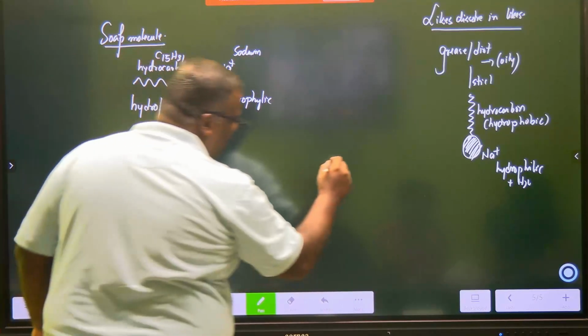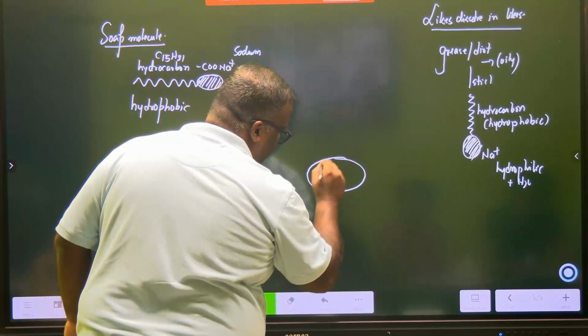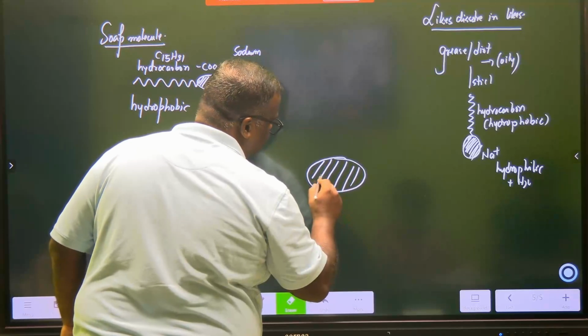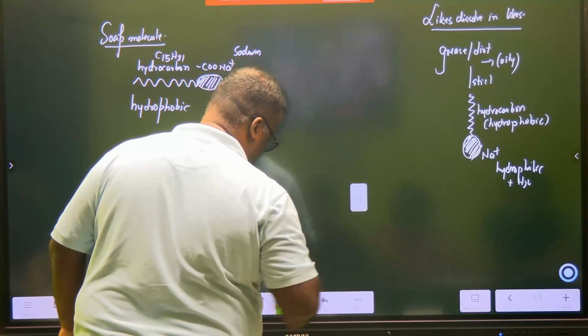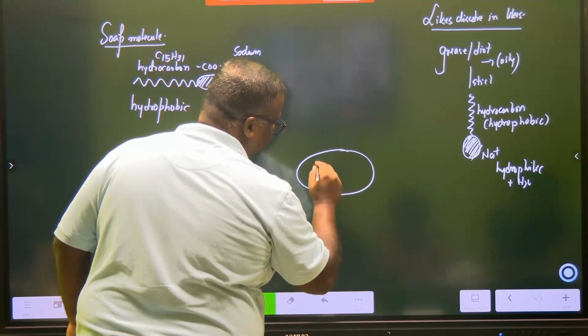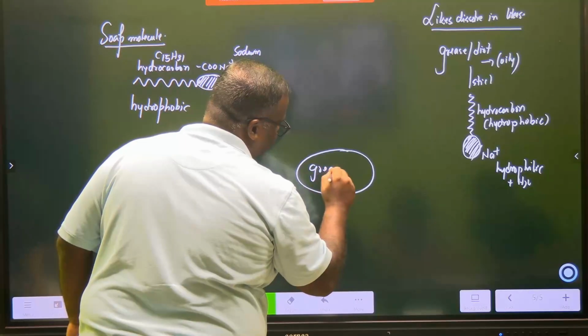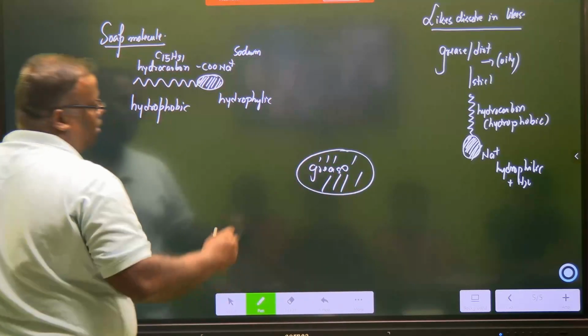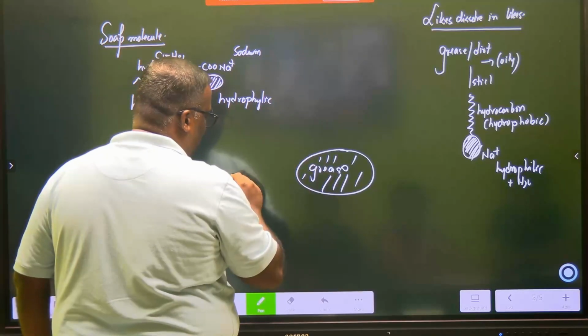So whenever there is a piece of dirt, say this is the piece of dirt. This is dirt. How do I write it? Grease. This is dirt. So on him, the attack will happen.